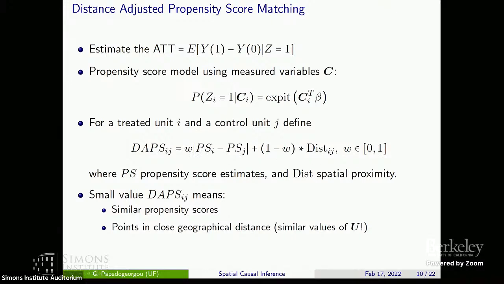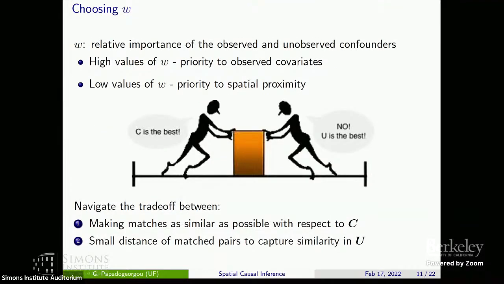variables. So I like this little cute graph that I think shows you that if you think of this line as being W, the weight, the larger the W is, the more weight is given to the measured variables. The smaller W is, the more weight is given to the spatial variables. So we are somewhere on this line where, to choose W, we have to navigate this trade-off of how much we want to balance the measured variables versus the unmeasured variables.